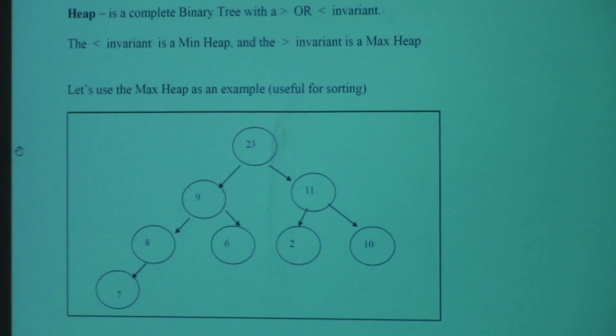Okay, any questions on that? Does that make sense? So that's what a complete tree is. Being complete is a matter of shape. A tree is either complete or not complete, and you can tell visually by inspection.